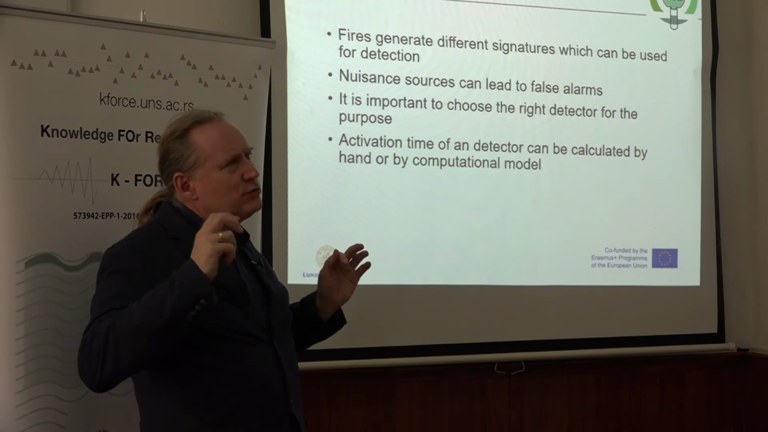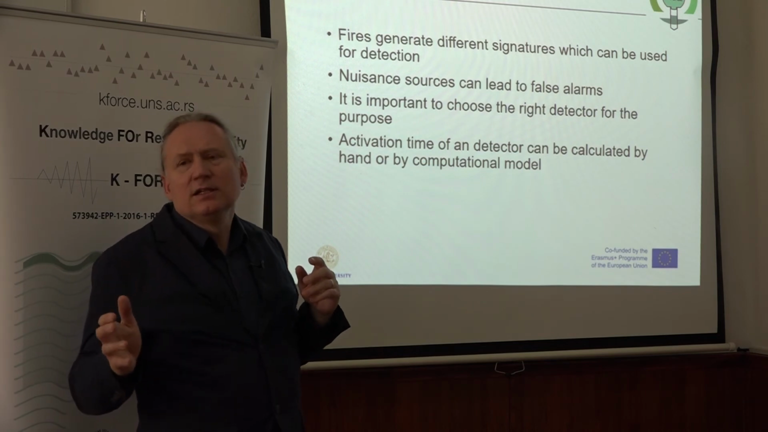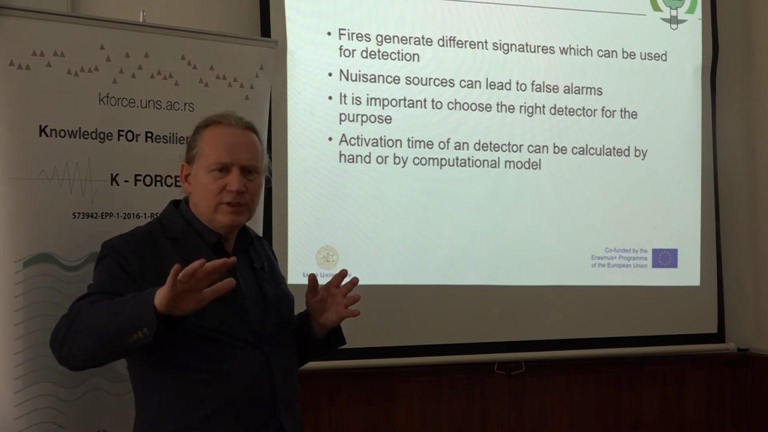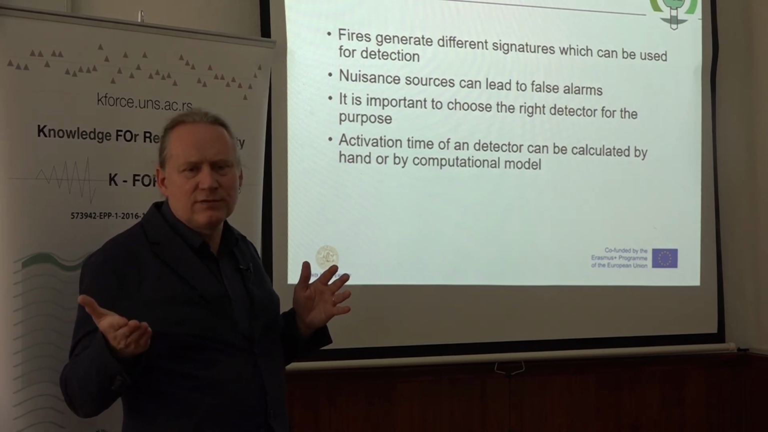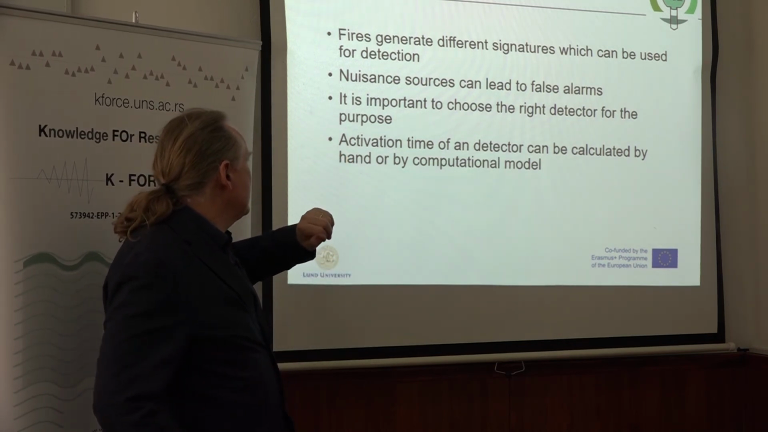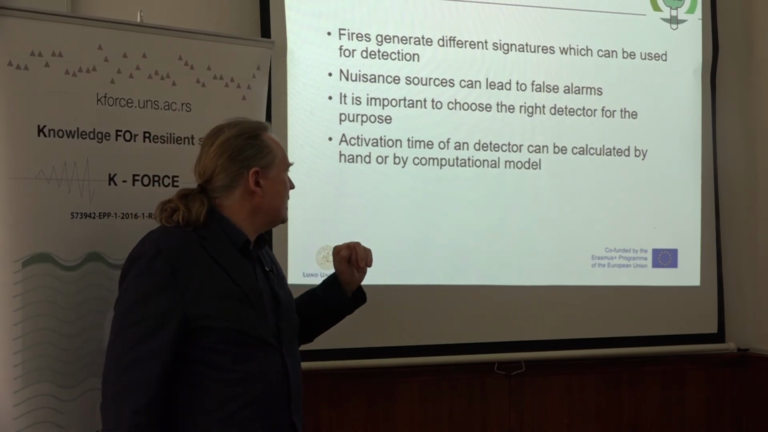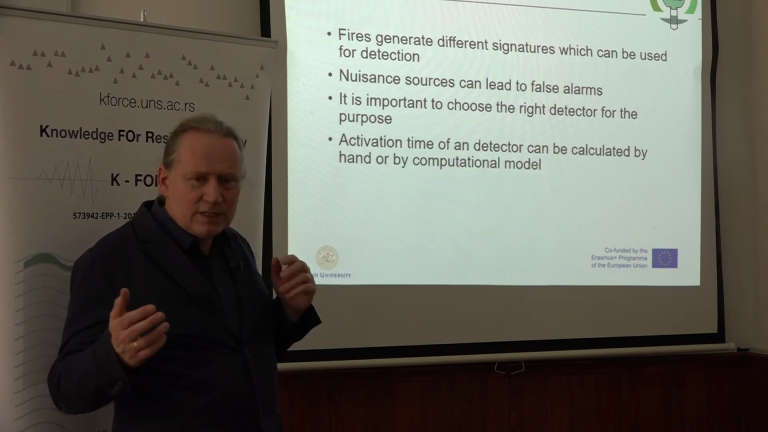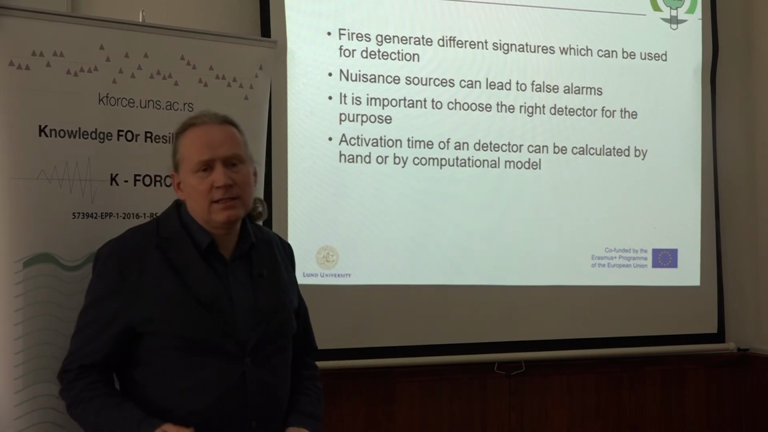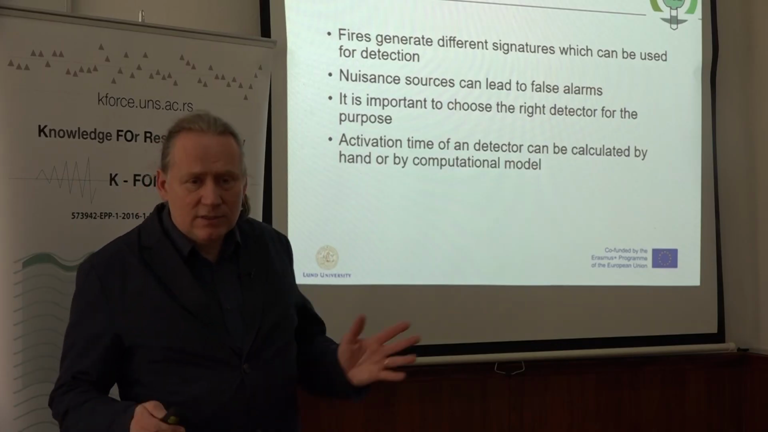The nuisance sources for the infrared detector can be sunlight, for example, reflecting on moving water, which can give the impression that it's a flame, but it's basically just the sunlight. It's important to choose the right detector for the right purpose. And activation of the detector, I didn't go into this here, but you can see that in the full presentation. Activation time of the detector can be calculated by hand or by computational model. So this is basically my conclusion.